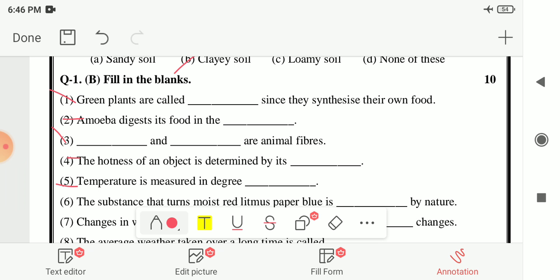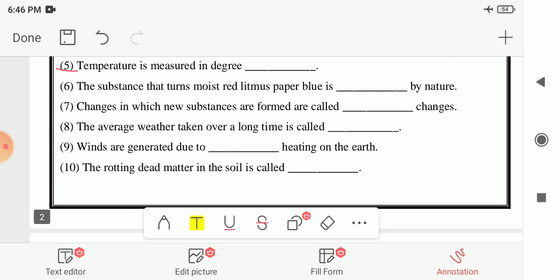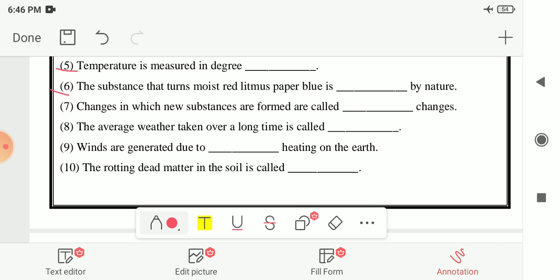Next, fifth number, temperature is measured in degree blank. So temperature is measured in degree Celsius, and you can also write degree Fahrenheit. Both answers are right. Next, sixth number, the substance that turns moist red litmus paper blue is blank by nature. So it is basic by nature, which turns moist red litmus paper into blue.